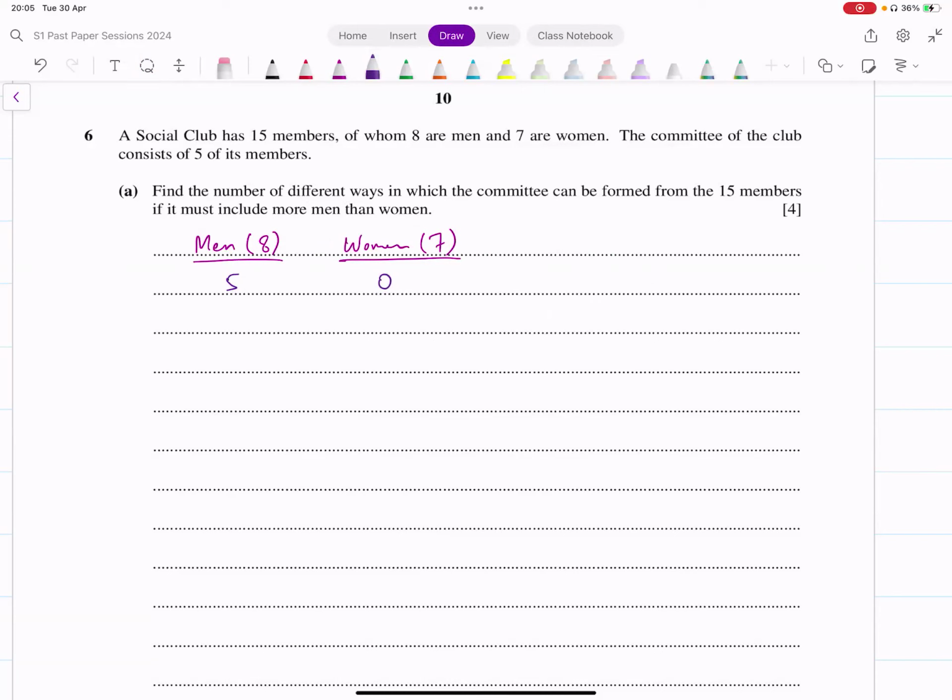So this is also going to be one possibility. 5, 0. Then you would have 4, 1, and 3, 2, and that's it. These are the 3 cases that you have. Now in the first case, out of 8 men, select 5, and out of 7 women, select 0. In the second case, 8C4 into 7C1, and then 8C3 into 7C2.